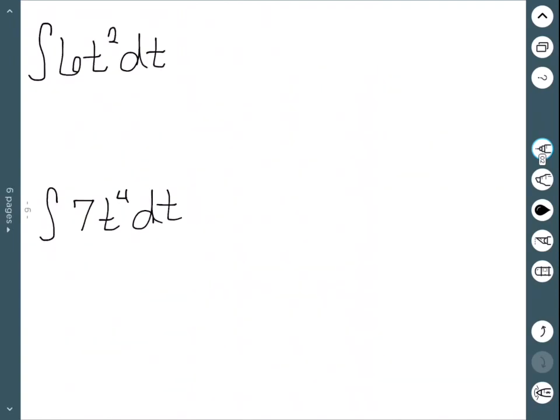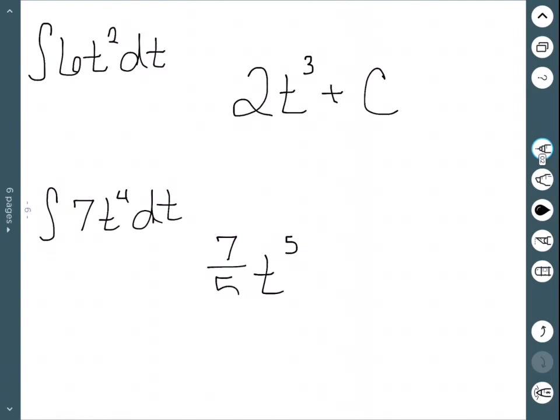A couple more examples. For the first one, we have an exponent of 2. So we want to add 1 to make it 3, and then divide. 6 divided by 3 is 2. So we have 2t cubed plus c. For the next example, adding 1 to the exponent makes it a 5, and then we divide by 5. So we have 7 over 5 t to the 5th plus c. So this shows us how to deal with exponents provided they are not -1.